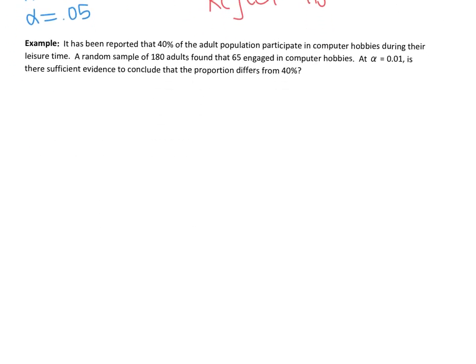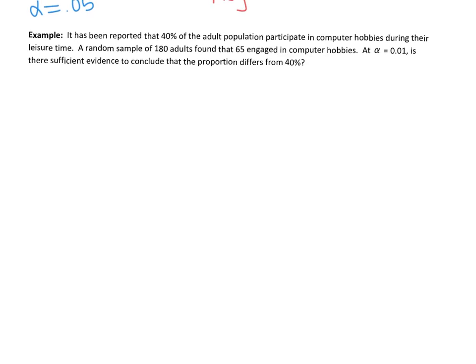And then our last example, it has been reported that 40% of the adult population participate in computer hobbies during their leisure time. A random sample of 180 adults found that 65 engaged in computer hobbies. At alpha equals 0.01, is there sufficient evidence to conclude that the proportion differs from 40%?